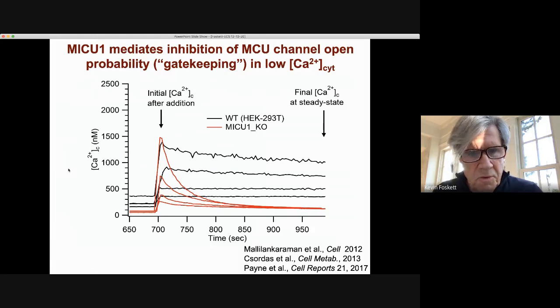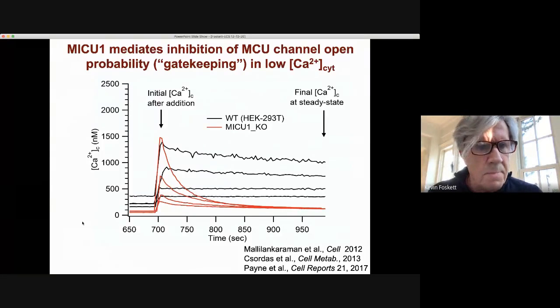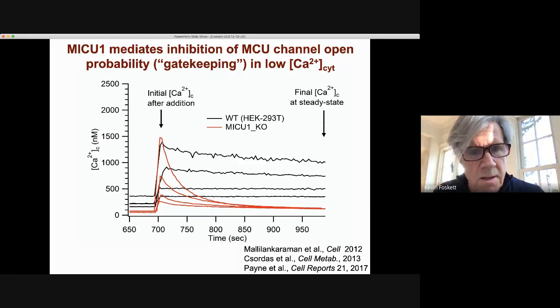Another way you can do this experiment is shown here. So here we've basically done the same type of permeabilized cell experiment. Now we're adding little boluses of calcium at around 700 seconds into the experiment. And you can see in the black traces in the wild type cells, they really don't take up calcium until you get over a micromolar, and then even over a micromolar, it's still not very robust. On the other hand, if MICU1 is not part of the complex, the mitochondria take up calcium robustly. And so MICU1 mediates inhibition of the channel in the low calcium regime.